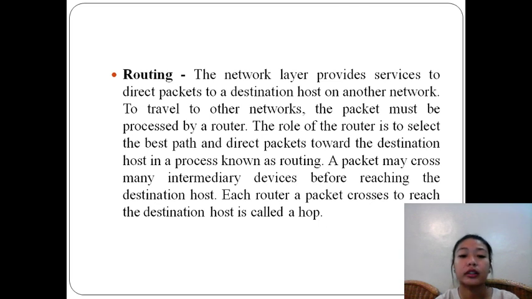Next is routing. The network layer provides services to direct packets to a destination host on another network. To travel to other networks, the packet must be processed by a router. The role of the router is to select the best path and direct packets toward the destination host in a process known as routing. A packet may cross many intermediary devices before reaching the destination host, and each router a packet crosses to reach the destination host is called a hop.